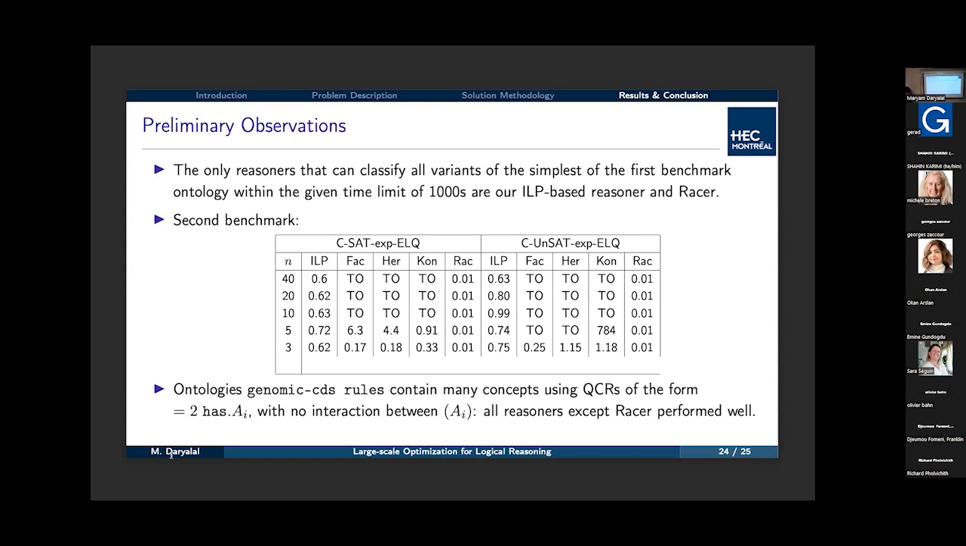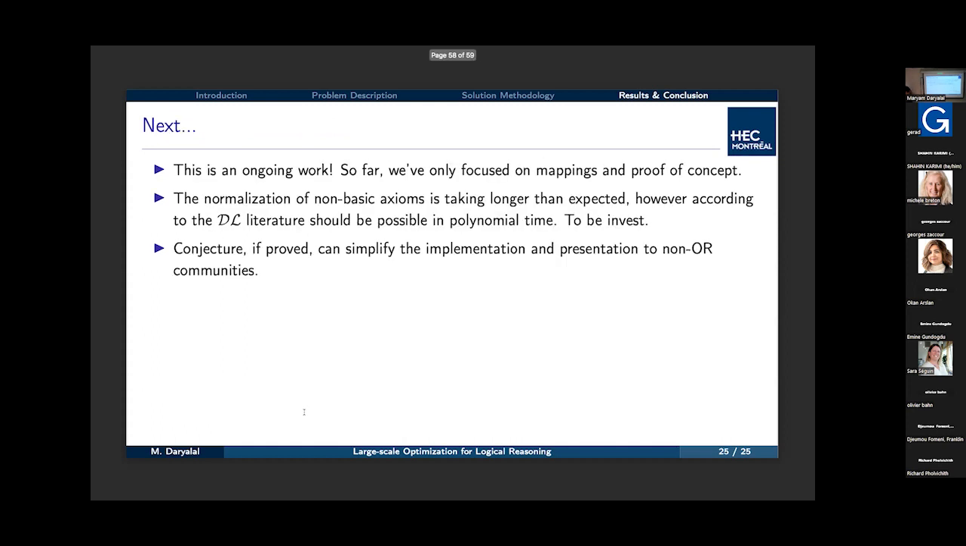And for the genomic ones, this one has a lot of QCRs, but the concepts they are defined on don't have any relationship between them. So it's an easy case. All of the reasoners work well on them, including us, except Racer this time. So overall, we're good.